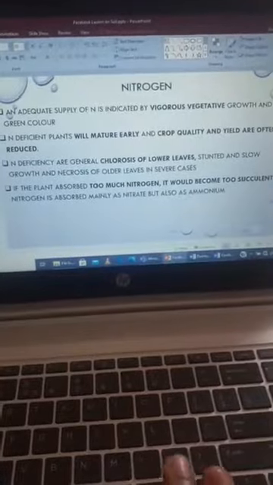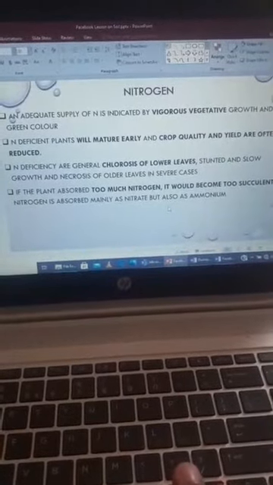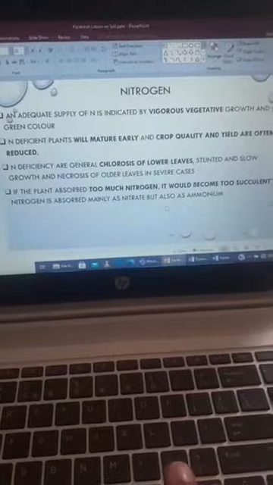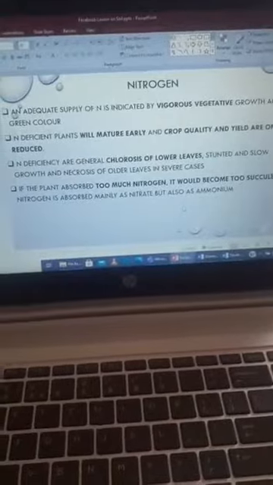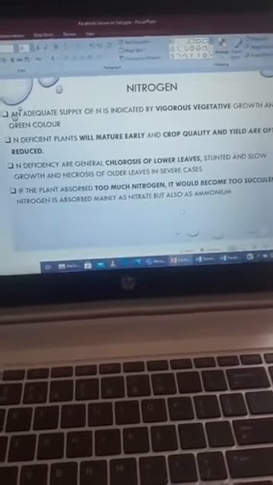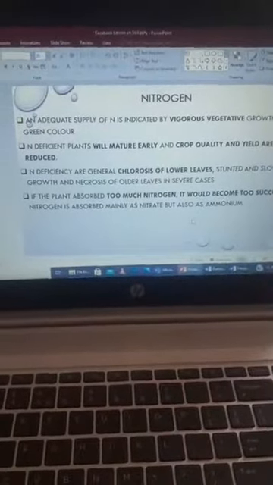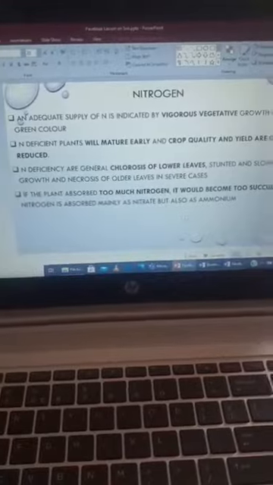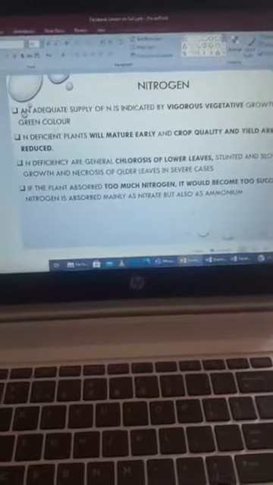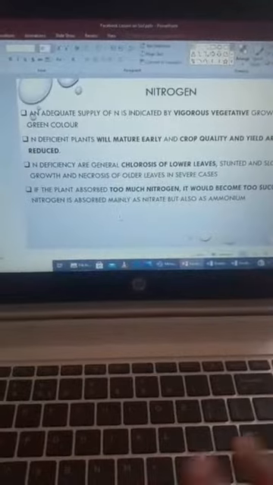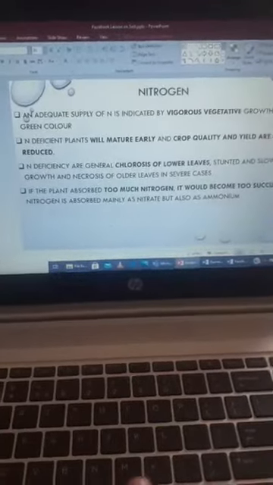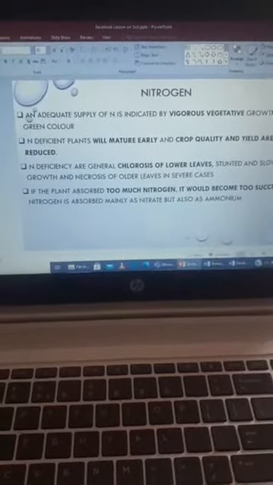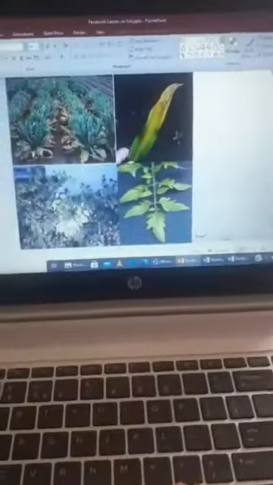So how do you correct that? You need to apply lime ammonium nitrate, LAN. Why do you have this lime in LAN? Lime is there to neutralize hydrogen ions that are being released by ammonium as it undergoes the process of nitrification. So LAN and urea are fertilizers that contain nitrogen. So nitrogen for vigorous vegetative growth and deep green color. So these are deficiencies again.